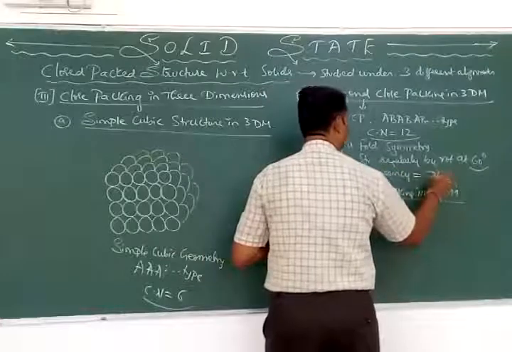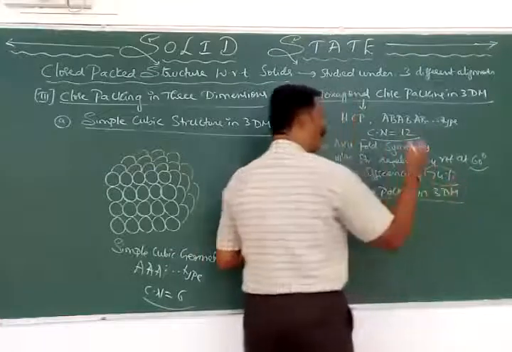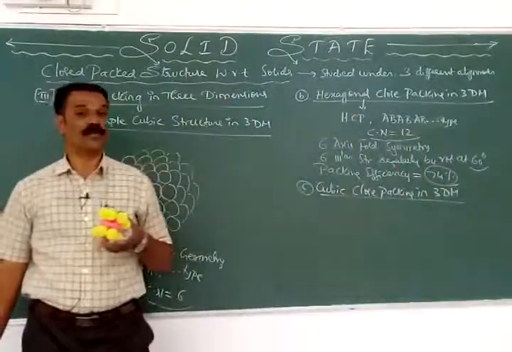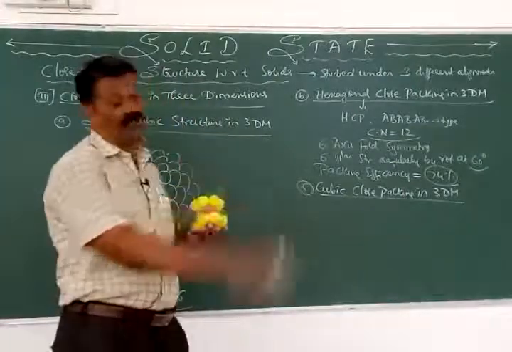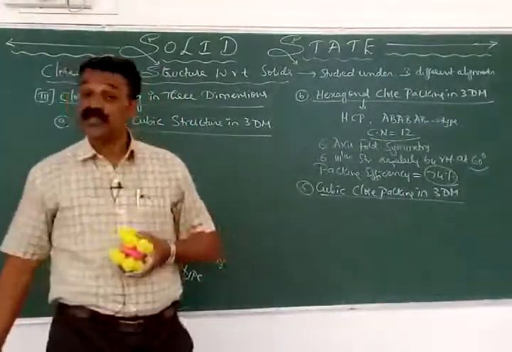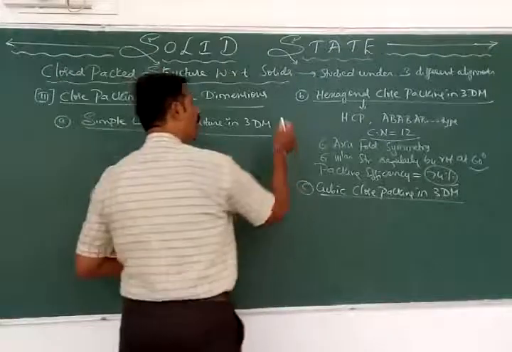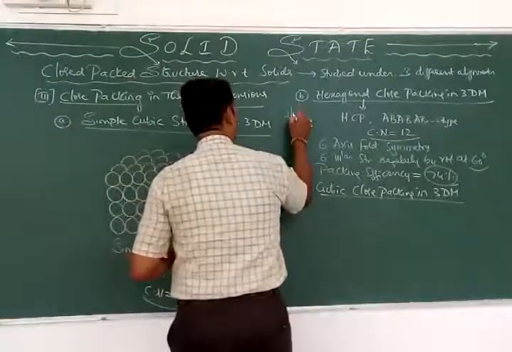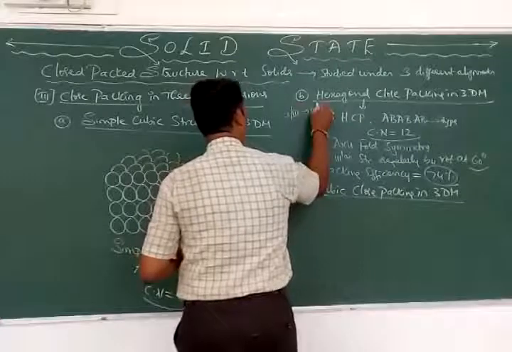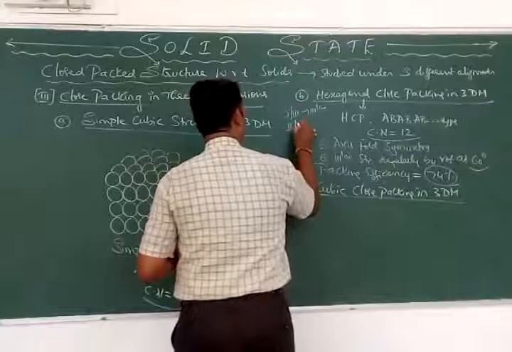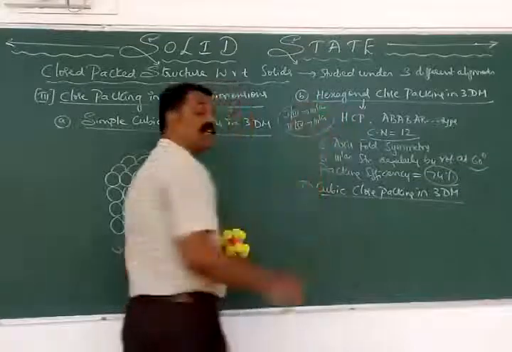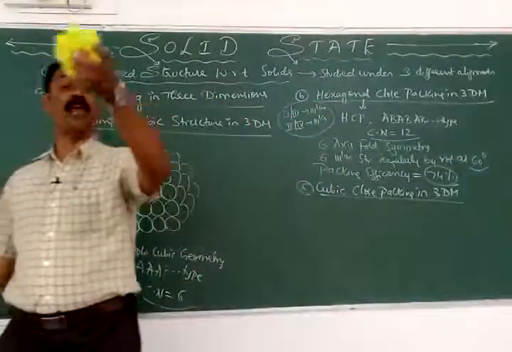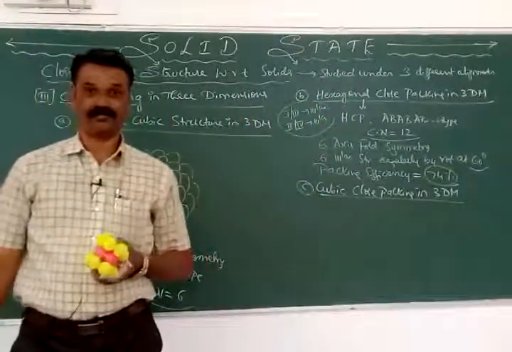hexagonal close packing in this one is going to be how much? 74%. What is packing efficiency? That I will discuss in the next class. So here the packing efficiency with respect to that one is going to be 74%. Here the first layer and third layer are going to be similar. The second layer and fourth layer are similar. Therefore it is of AB type here.